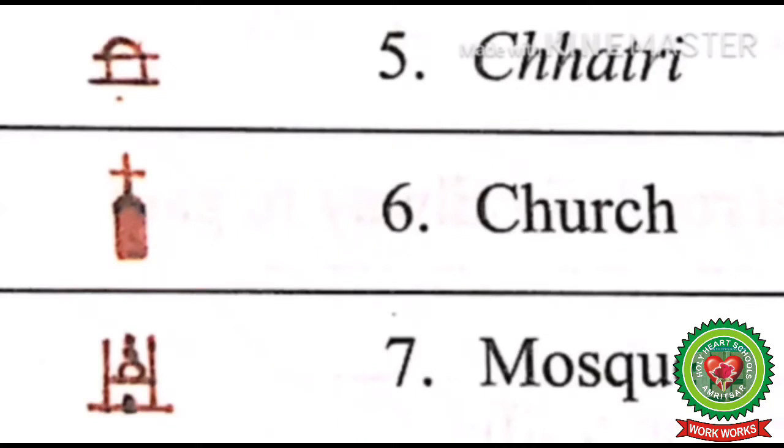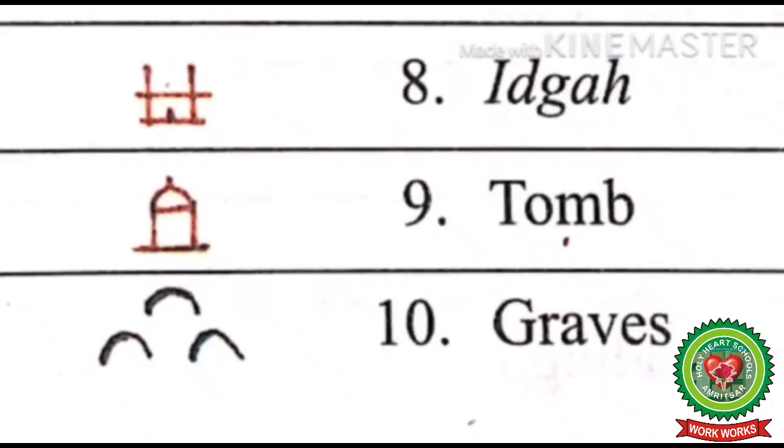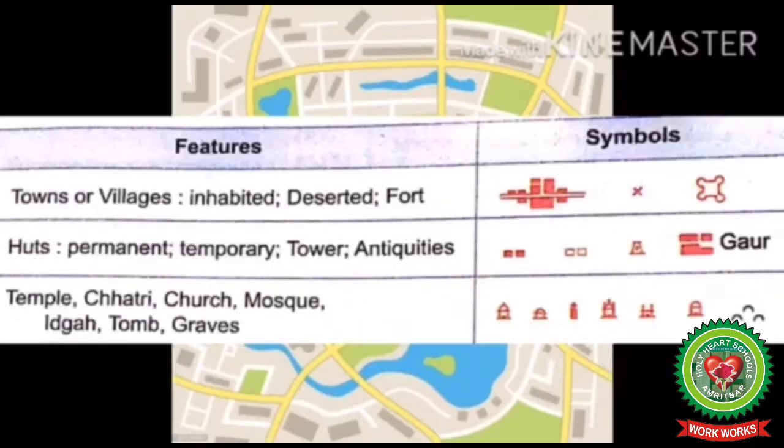Next is mosque. This is the symbol of mosque. Next is Eidgah. Students, this is the symbol of Eidgah. Next is tomb. Here we can see the symbol of tomb. Next is graves, where the dead are buried. Here this is the symbol of graves.